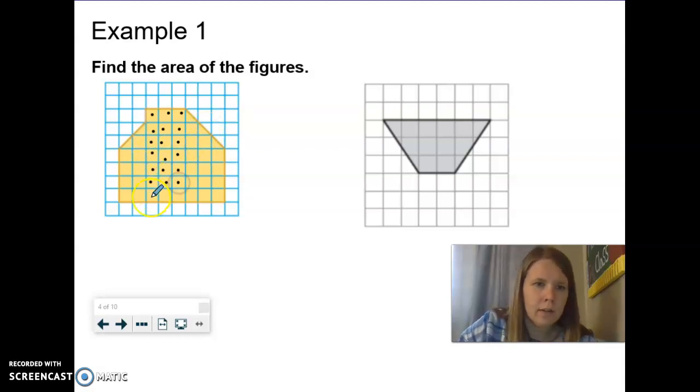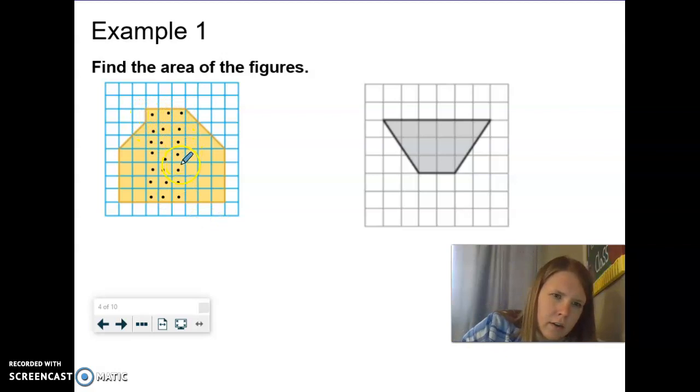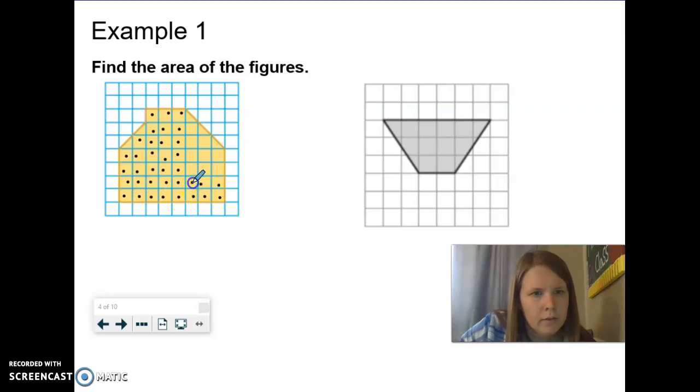15, 18. Did I count that right? 9, and another 9, 18, 19, 20, 21, 22, 23, 24, and so on up to 45. So right now I have 45 that are fully colored in.